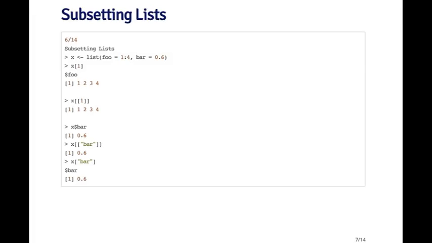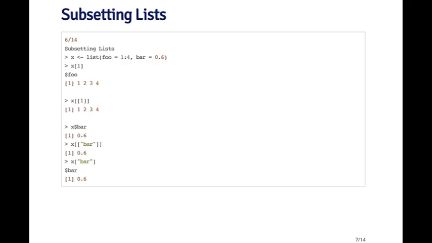So subsetting a list is a little bit different because you can use the double bracket or the $ operator. You can also use the single bracket operator. So here I've got a list. The first element is a named element called foo. It's an index and it's a sequence 1 through 4. And the second element is named bar and it's the number 0.6. So this is a list of 2 elements in it.